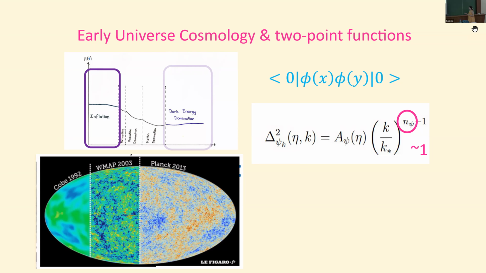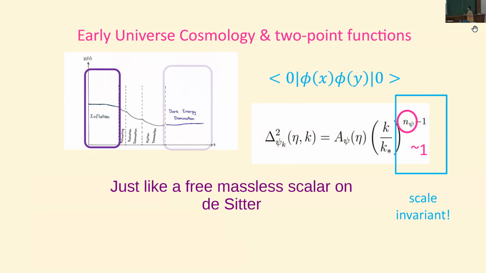So let's focus from that perspective. What that means is, because of this parametrization here, there is no k dependence. There is no scale dependence. So you get a scale-invariant power spectrum. And this is also what you get if you study the correlation functions of a free massless scalar on the de Sitter background. So this is the connection, what makes the quantum field theory of interest for inflationary studies.